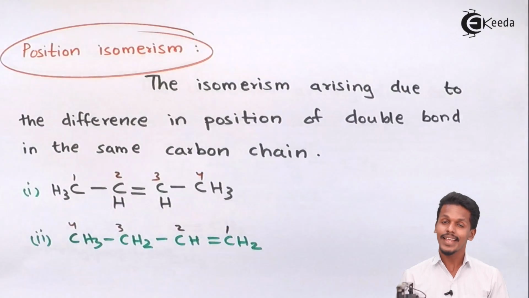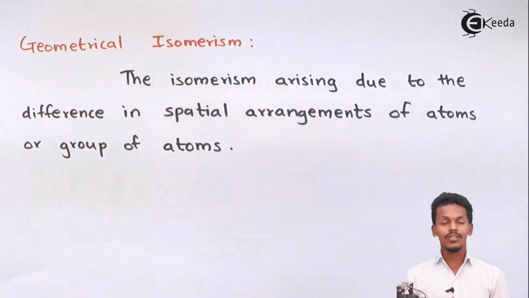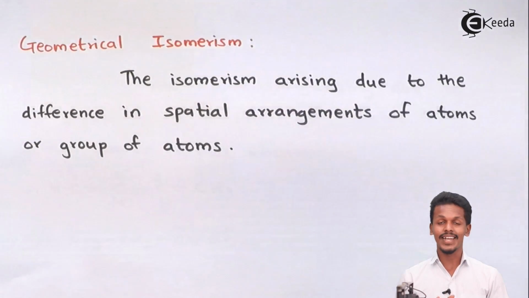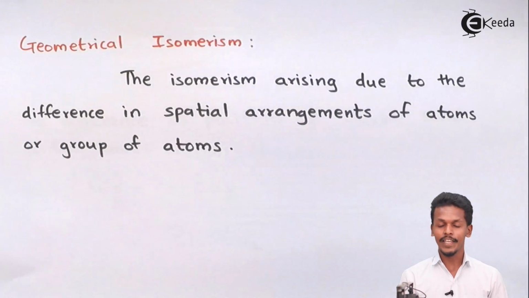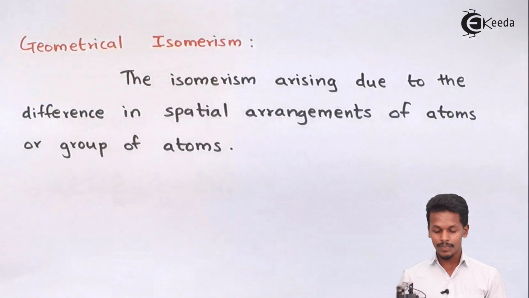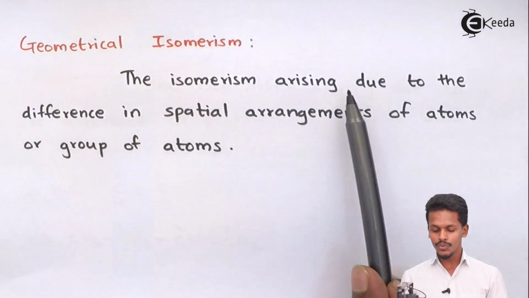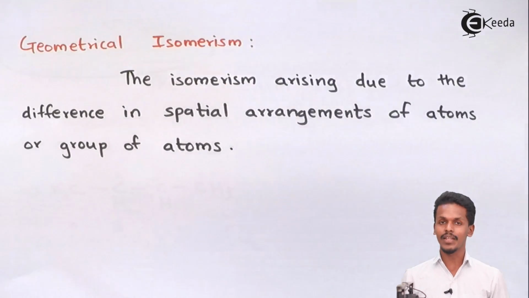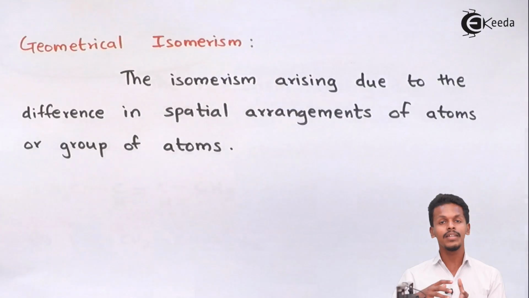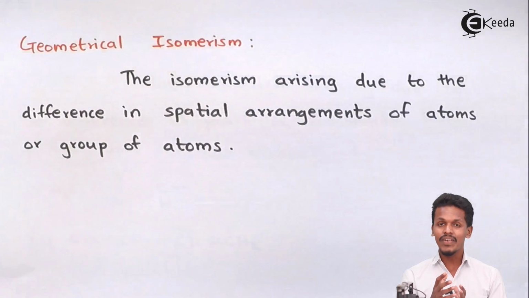So let us move on to the next isomers, that is geometrical isomer. Now we are going to discuss geometrical isomer, the second type of isomerism exhibited by the alkene. Geometrical isomerism, we should know the definition of that. It says that it is the isomerism arising due to the difference in spatial arrangement of atoms or groups of atoms, and this spatial arrangement is in 3 dimensions. So there would be a difference in that case also.